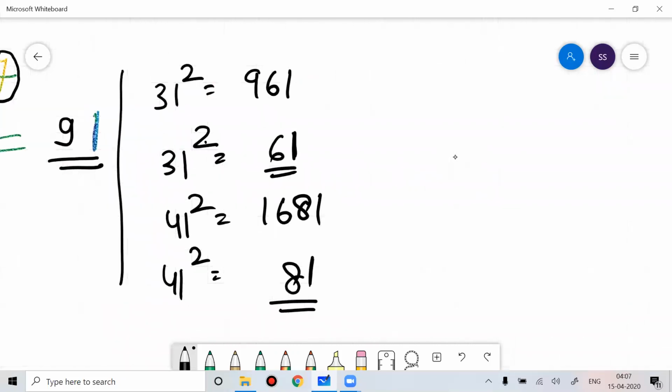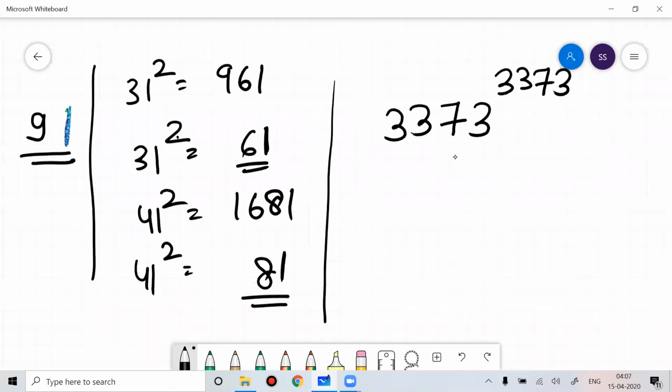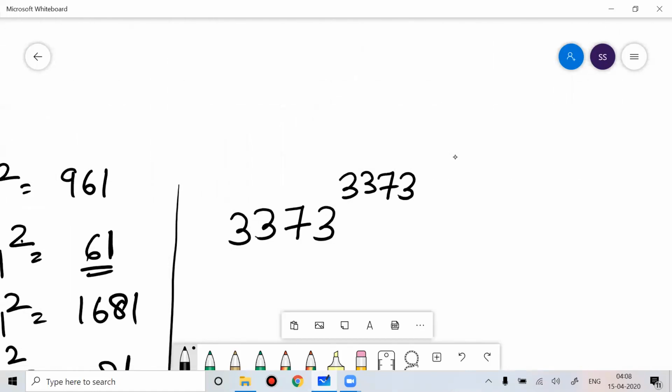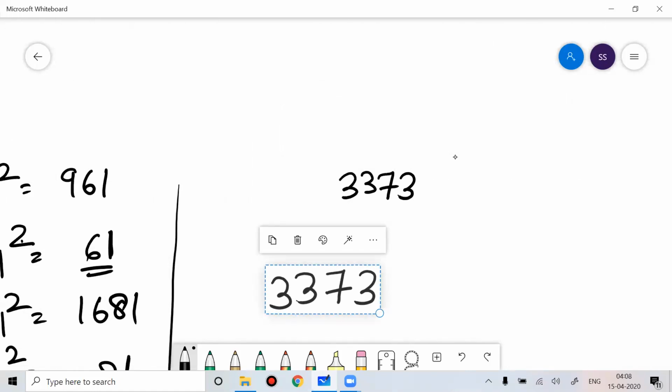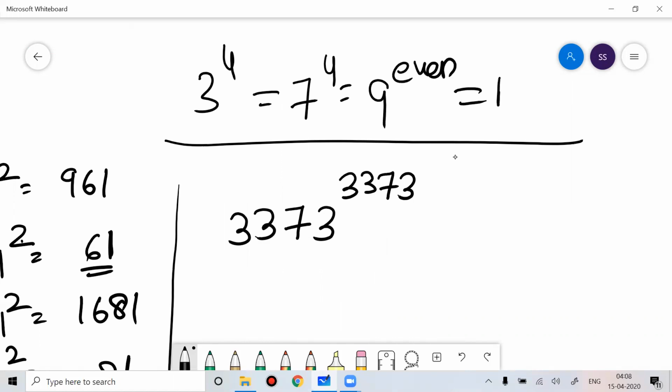Talking about numbers ending with 3, say 73 to the power 3373, something I wrote. For this, what do you do? Everyone who understands how to find the unit digit of a number knows that 3 to the power 4 ends with 1. For 3, 7, and 9, you have to understand that 3 to the power 4, 7 to the power 4, and 9 to the power even number will end with 1.